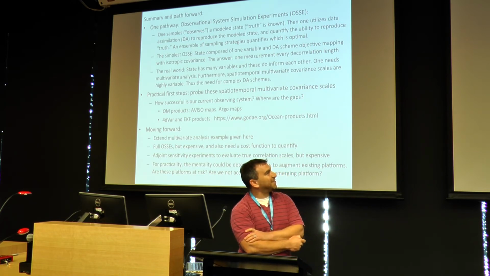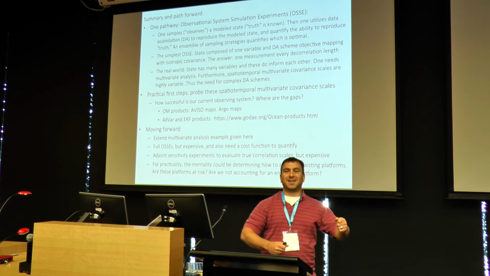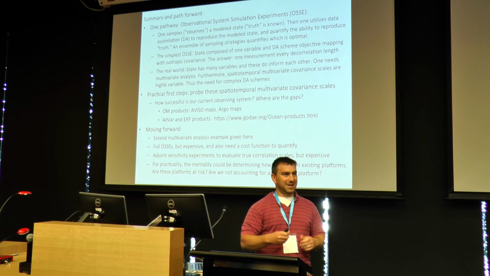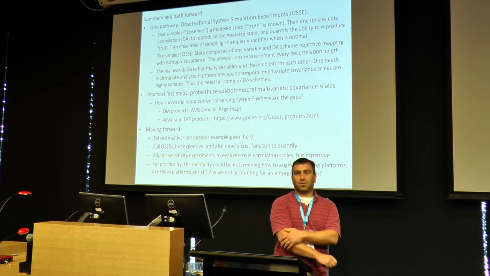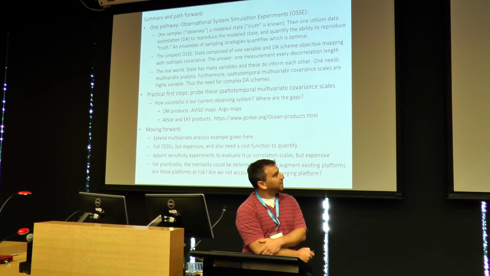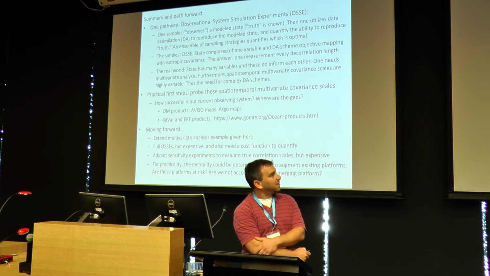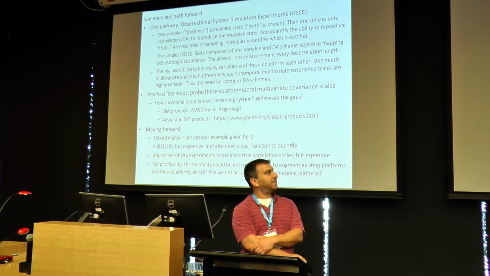So the simplest OSSE is if you had a state of one variable, and the data scheme was just objective mapping with isotropic covariance. The answer would be you want one measurement every decorrelation time and every decorrelation space. It's pretty simple to figure out what to do, but of course the real world has many variables, and these do inform each other. So you really need to take into account how correlated temperature and oxygen are, and ecosystem variables as well. And these scales of correlation are very spatially dependent and temporally dependent.